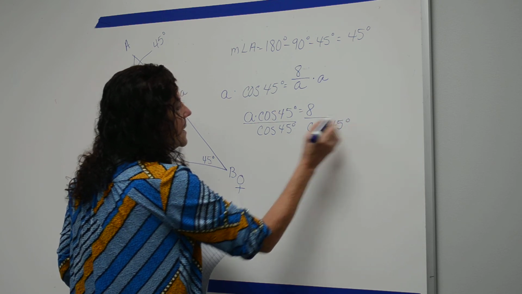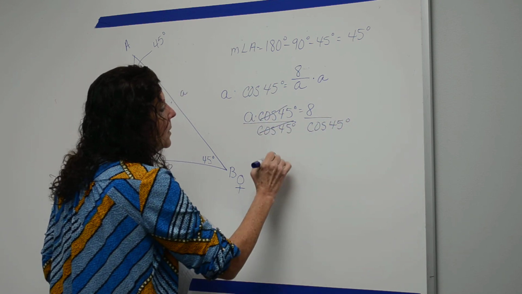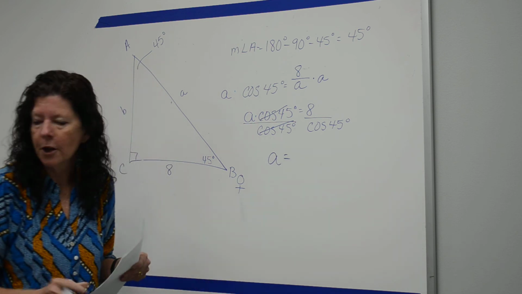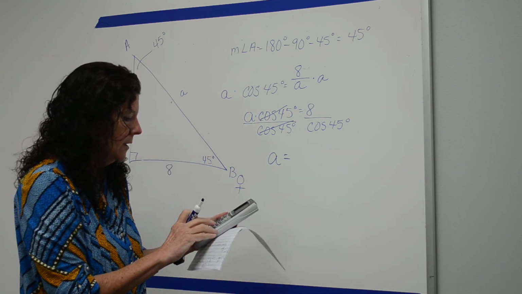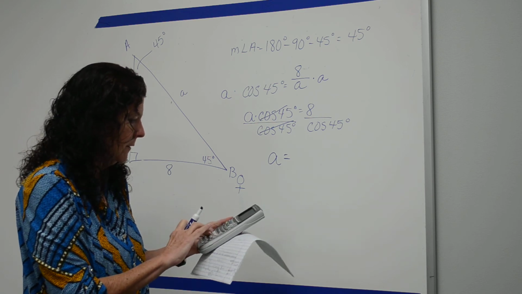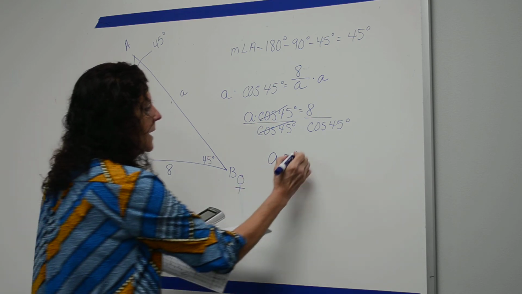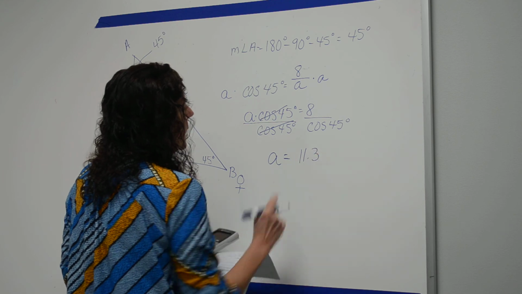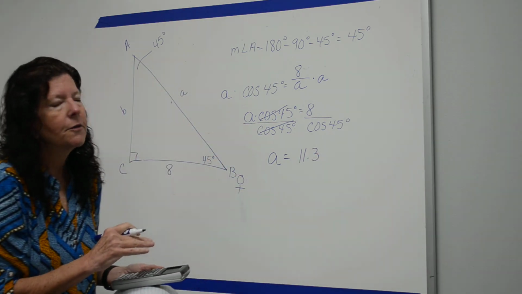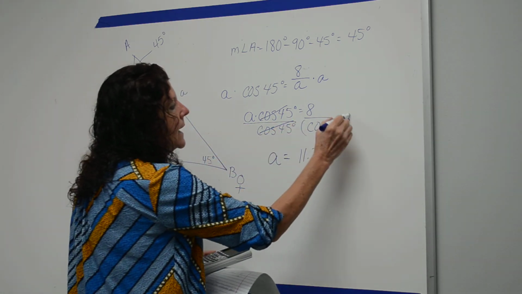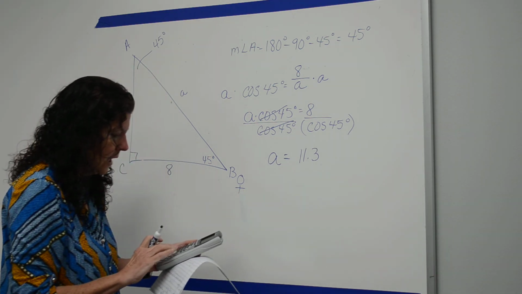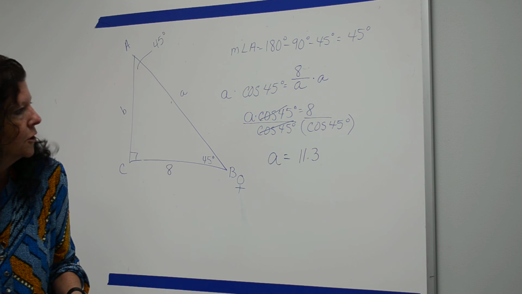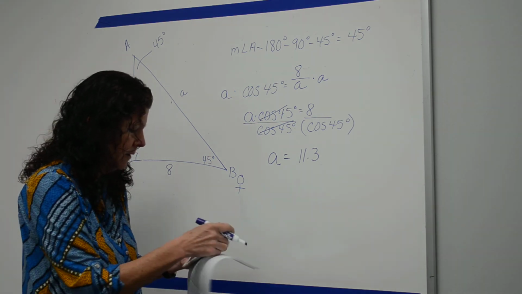Now, this presents a problem on your phone. On a graphing calculator, all you have to do is go 8 divided by cosine 45, and it's going to give me 11.3. It's harder on your phone. You're going to have to go ahead and get a value for that. So you're going to do cosine on your phone, or you're going to do 45 cosine.